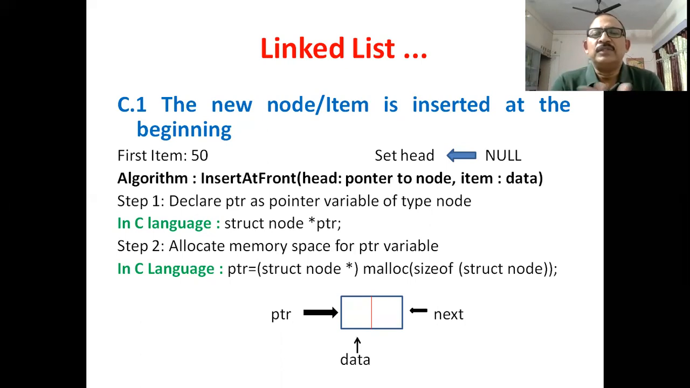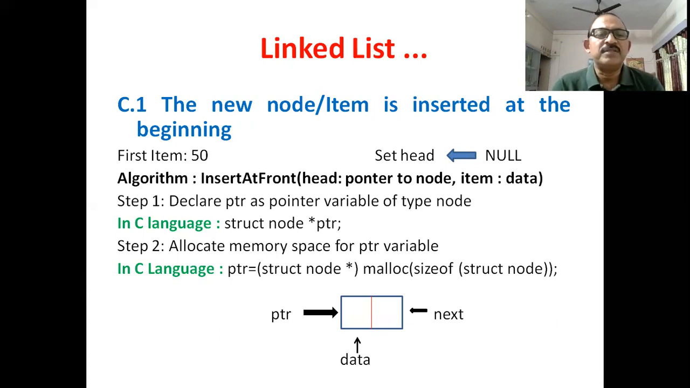This algorithm takes two parameters. First is the head pointer to the node, and next is the item which we want to insert at the beginning of a linked list. What will be our first step in this algorithm? We declare PTR as a pointer variable of type node. And how will we declare PTR as a pointer variable in C language? Simply struct node, followed by star, followed by PTR, followed by the semicolon.